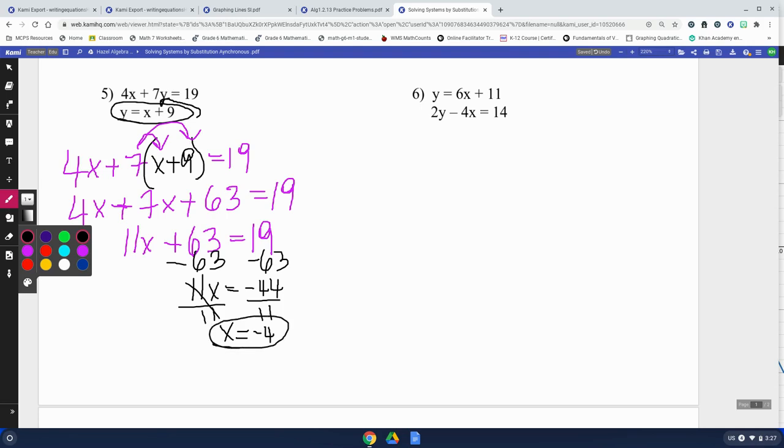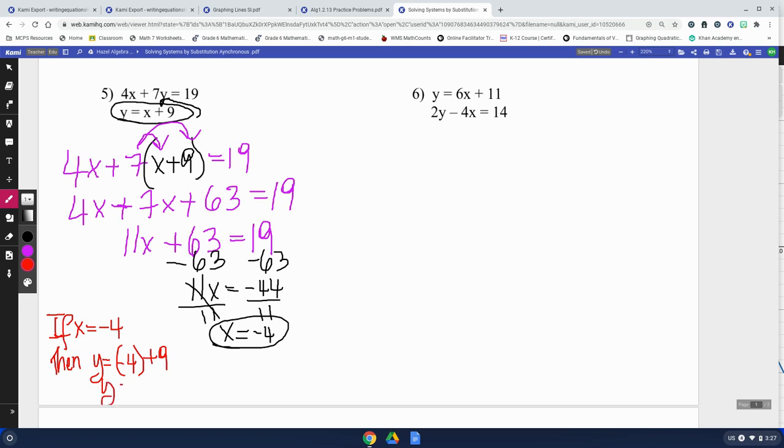All right? So if x is negative 4, all right, then y is equal to negative 4 plus 9. Okay, negative 4 plus 9 is 5. All right, which gives us negative 4, 5.